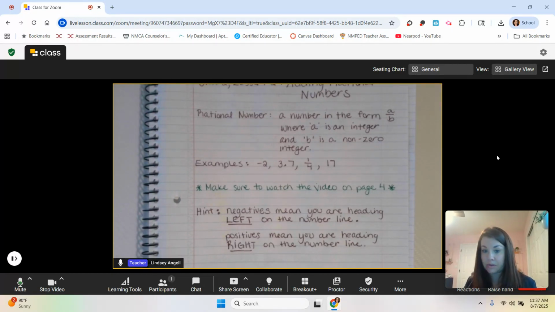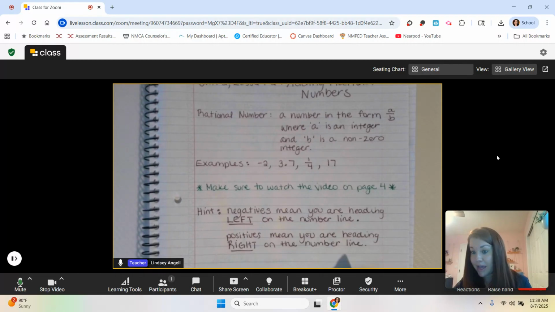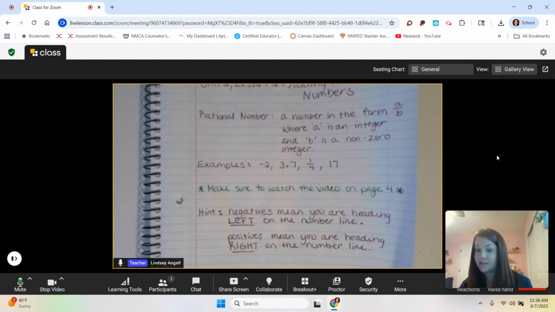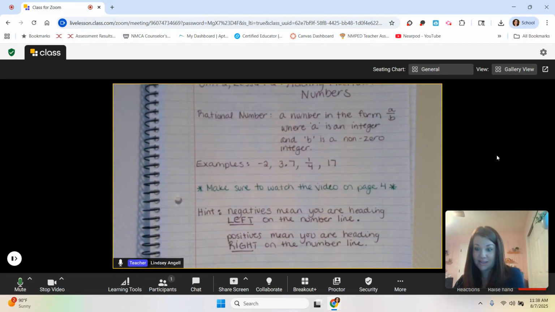Negatives mean you are heading left on the number line. Positives mean you are heading right on the number line. That'll make more sense once we get to our examples, which are coming next, okay? And the ones I chose are actually some of the problems you have to turn in, so it would be very good to write these down.